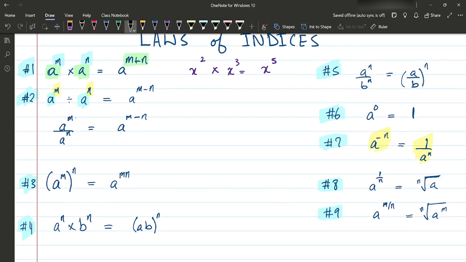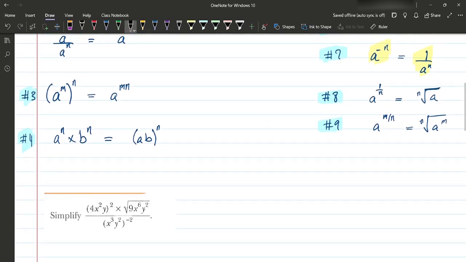Okay, so this is the same thing for division. If the bases are the same, you can subtract the powers if it's division. Okay, so x to the power 3 divided by x to the power, let's say, 2, that'll just give us x to the power 3 minus 2, which is just 1, or just x.